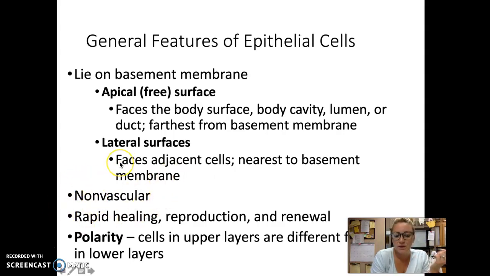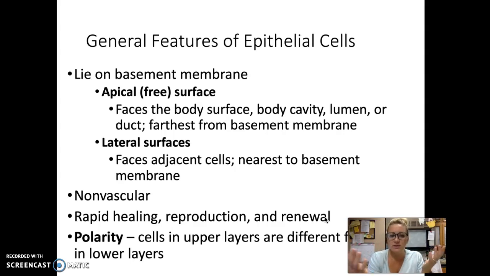They are non-vascular. So if you get a cut on your hand, but it doesn't bleed, right? A really light cut. It's probably that you only went through the epithelial layers and not any lower. They allow for rapid healing, reproduction, and renewal. As I was saying back with the chemotherapy, they are rapidly dividing cells. Generally speaking of your skin specifically, and I'll talk a lot about your skin specifically here just because we can see that one.